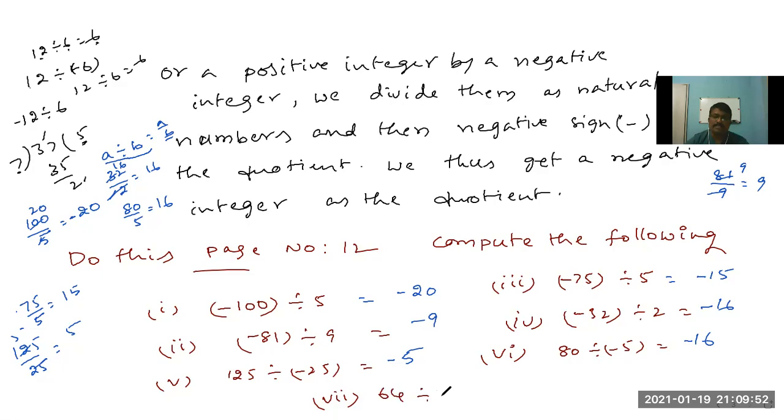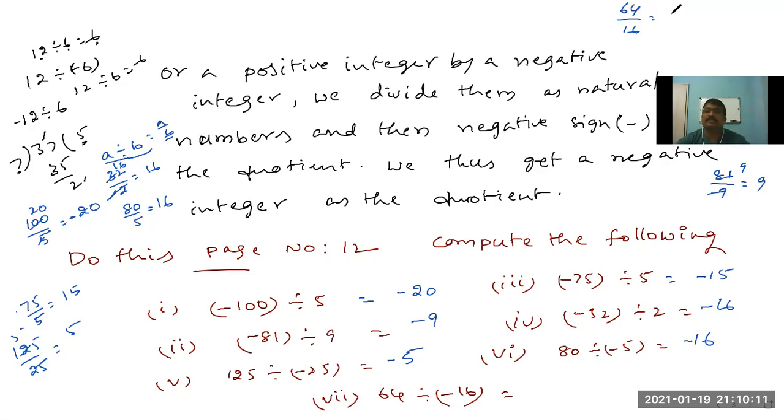64 divided by minus 16. Okay, so 64 by 16. First you can't take negative or positive; you can take only natural numbers.